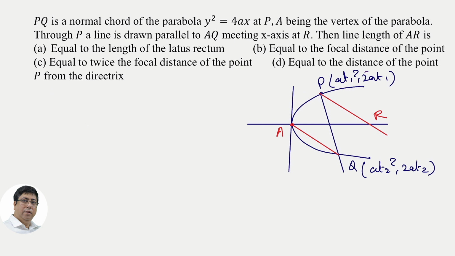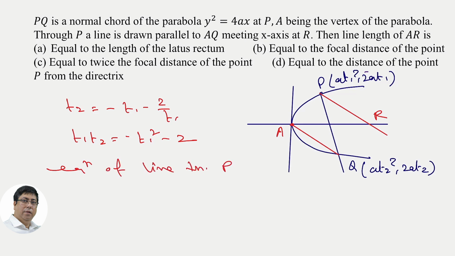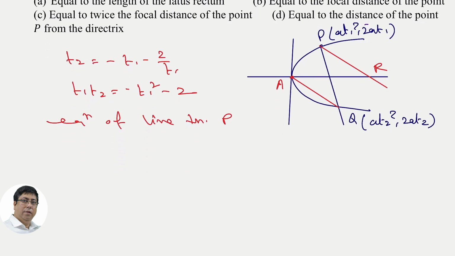On the x-axis y is coming 0. Therefore we know that T2 equal to minus T1 minus 2 by T1 for a normal chord. Therefore we can say T1 T2 equal to minus T1 square minus 2. Now the equation of the line through P, which is parallel to AQ. So parallel to AQ means the slope is the slope of AQ.